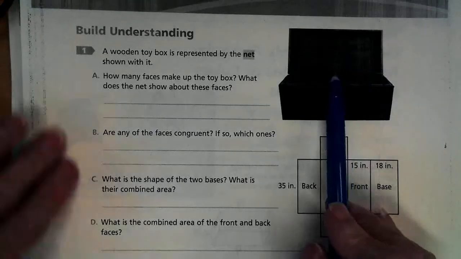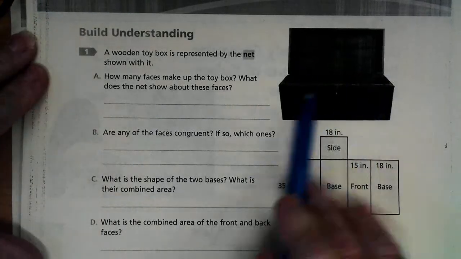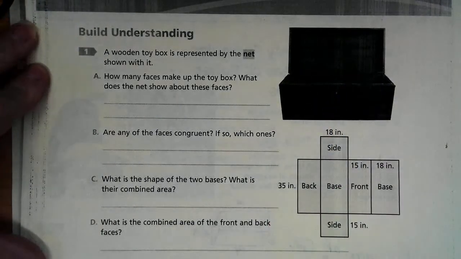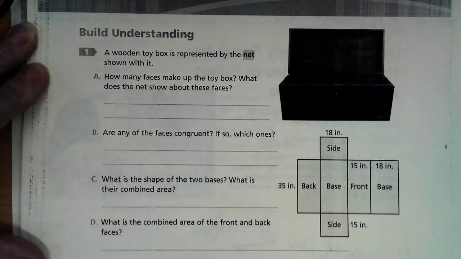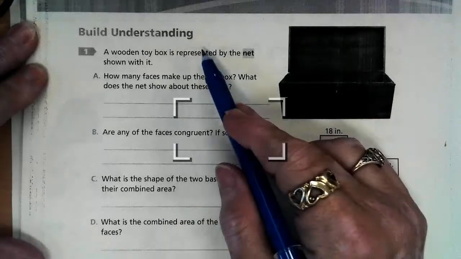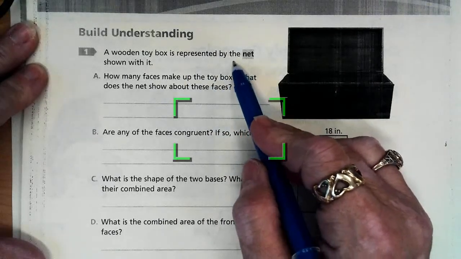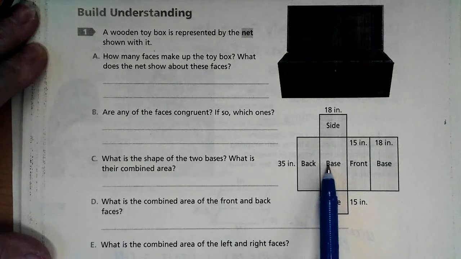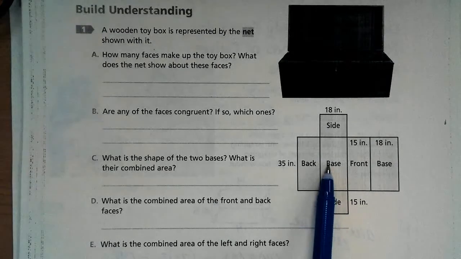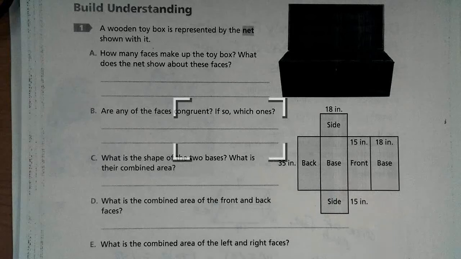We are looking at a box. I know you can't really tell that's a box because it looks like a big old black figure, but it is a box with a lid that is open. It says a wooden toy box is represented by the net, which is here. Okay? So how many faces make up the toy box?